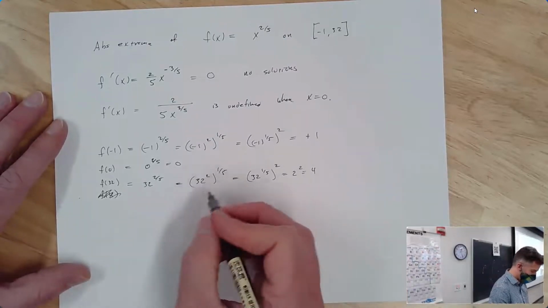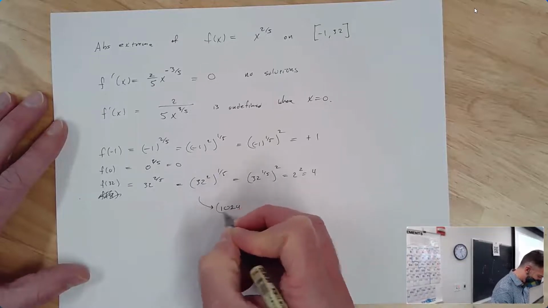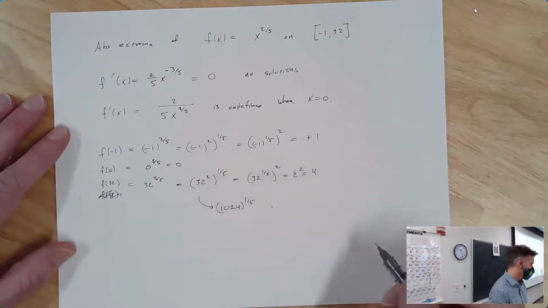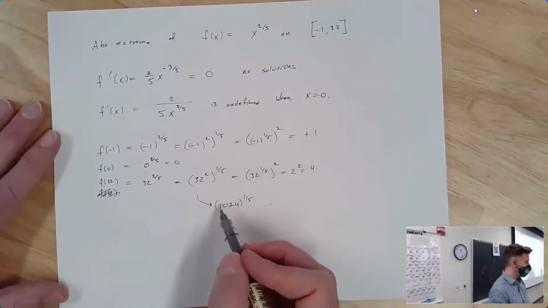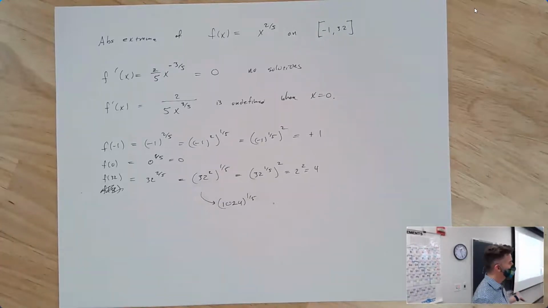This here would be the 5th root of 1024, which I only know is 4 because I know it the other way. And I only know this is 1024 because it's really 2 to the 10th power, which you should know. Your powers of 2 up to 10: 2 to the first is 2, squared is 4, 8, 16, 32, 64, 128, 256, 512, 1024.